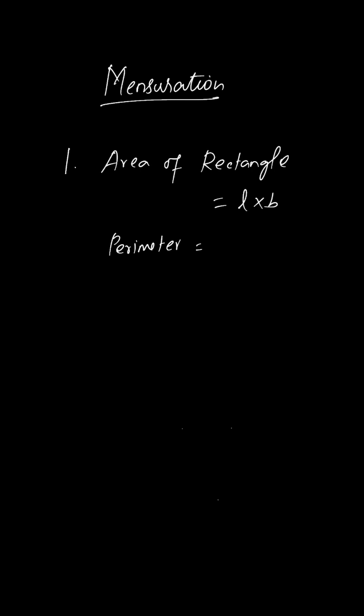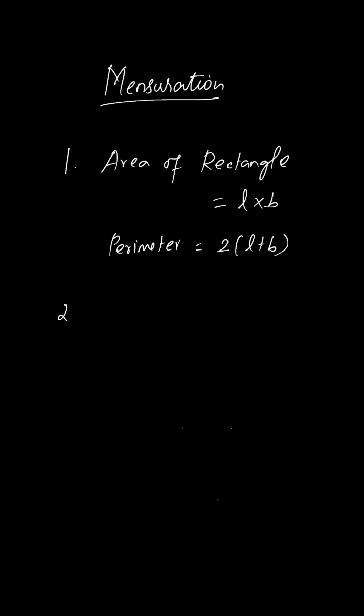So area of rectangle is equal to l into b, and perimeter is equal to 2 into l plus b. Idha da namakku rectangle base panni varra formula. Area of rectangle is equal to l into b, perimeter is equal to 2 into l plus b.